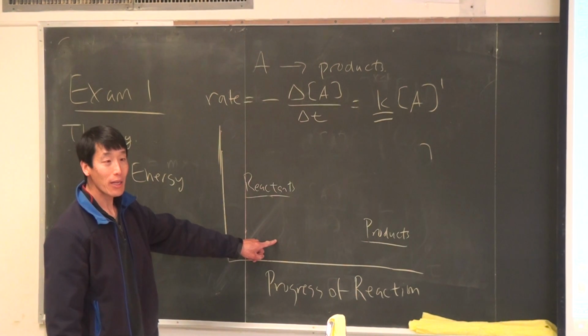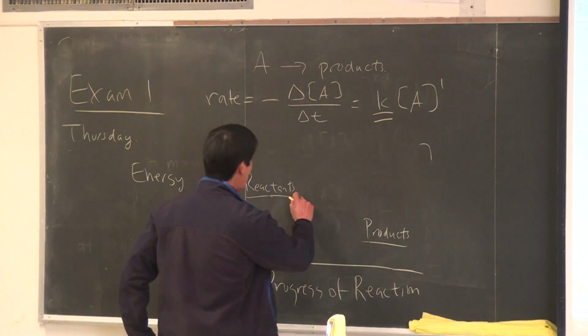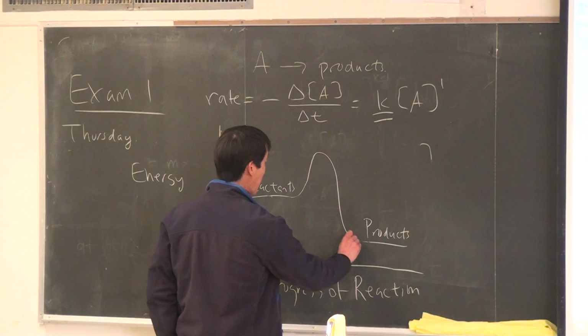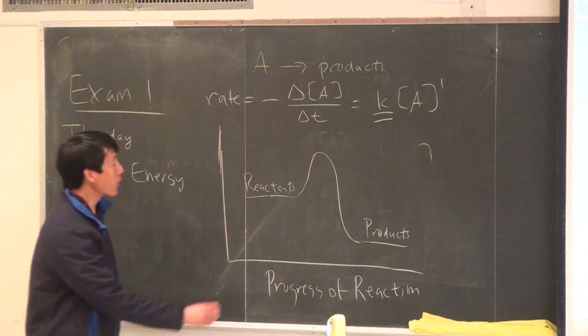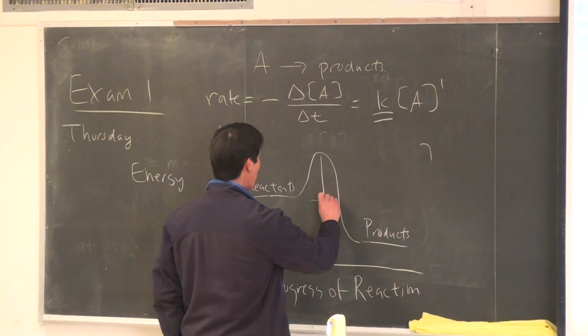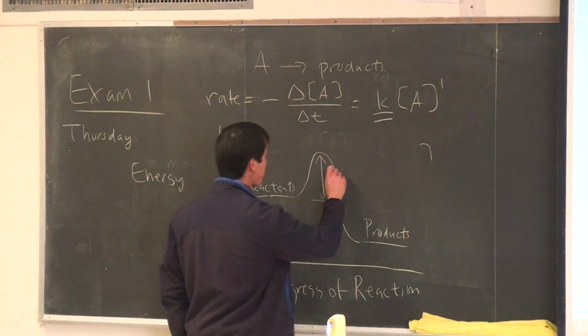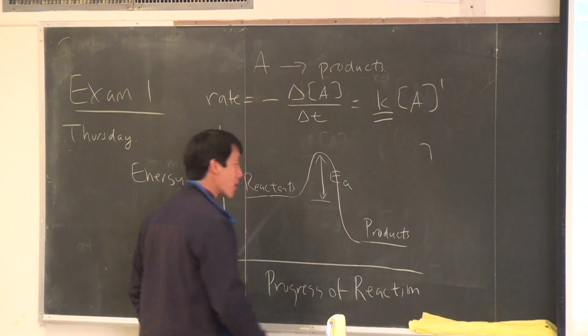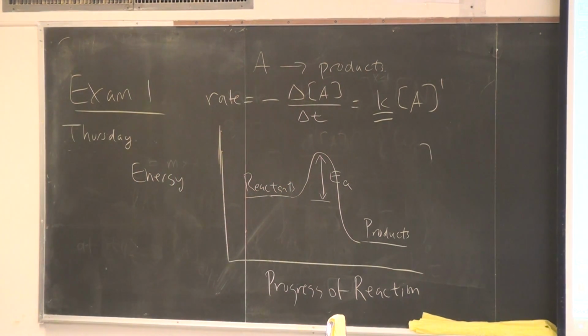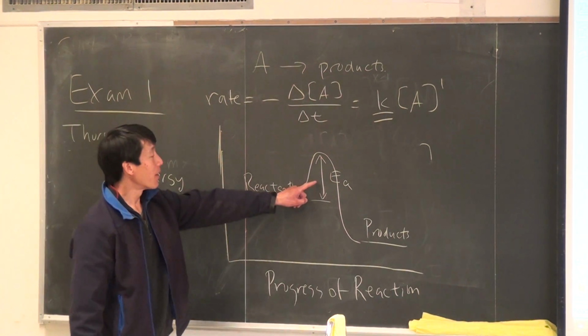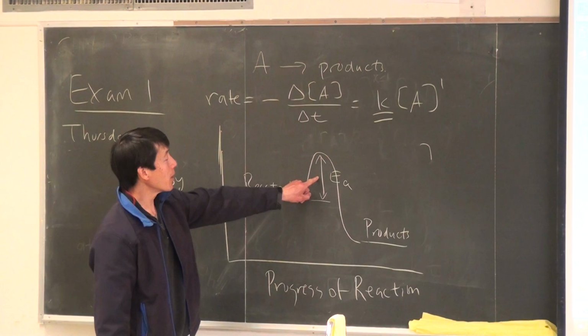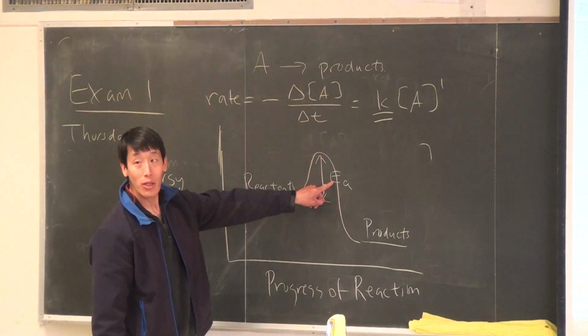Now for reaction rate, these reactants have to overcome this speed bump, and this energy here is the activation energy. So does the activation energy for a reaction change? Based on this graph, if we increase the temperature, is the activation energy going to change? No.